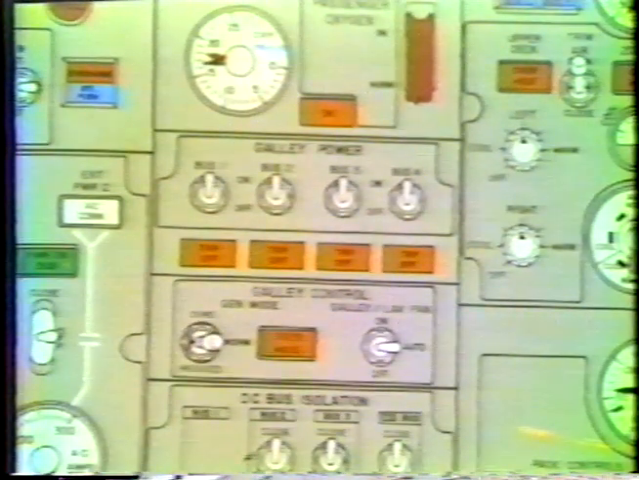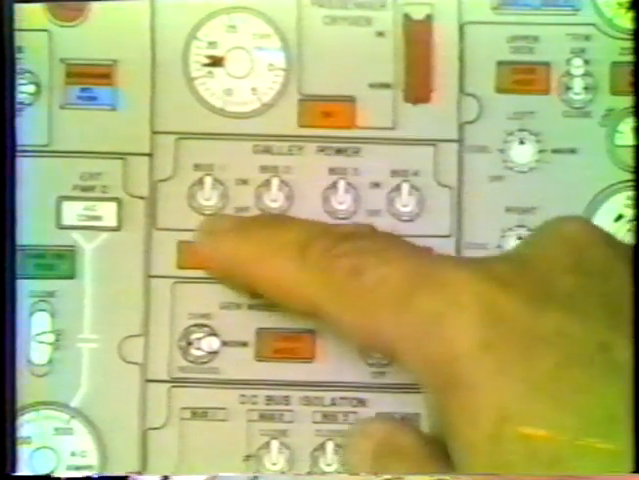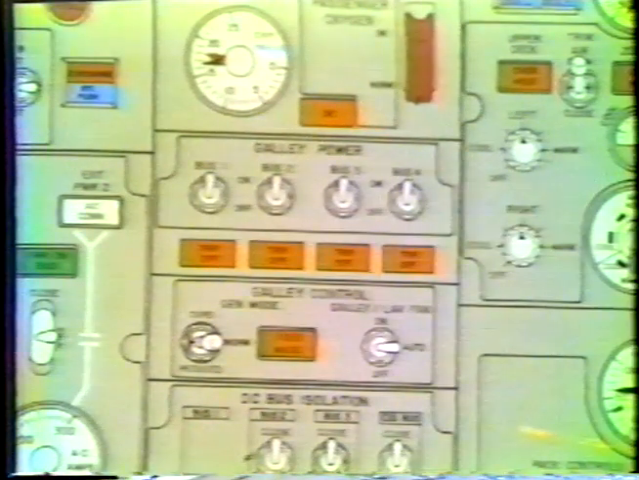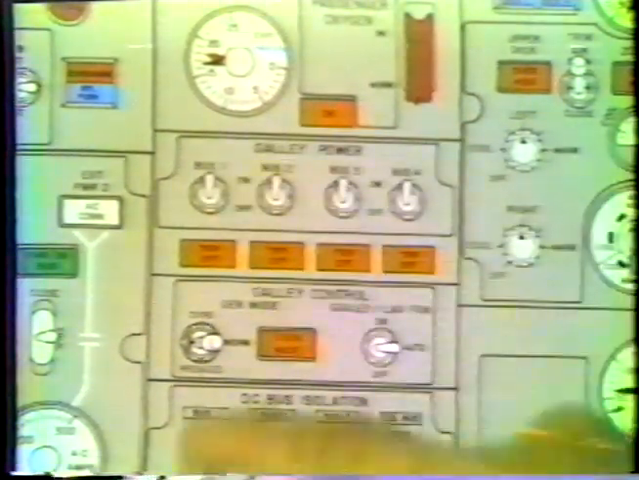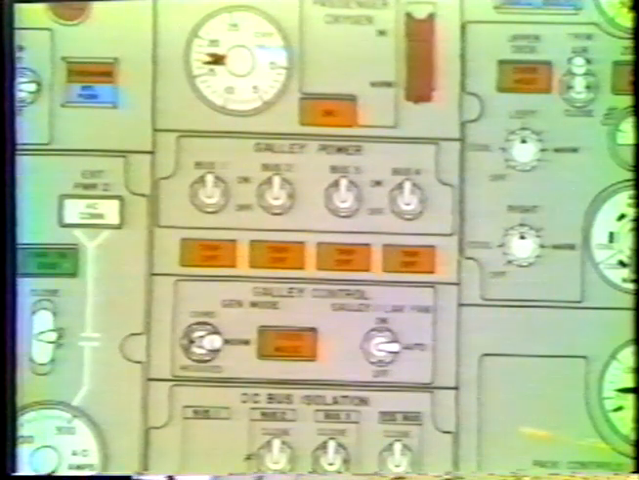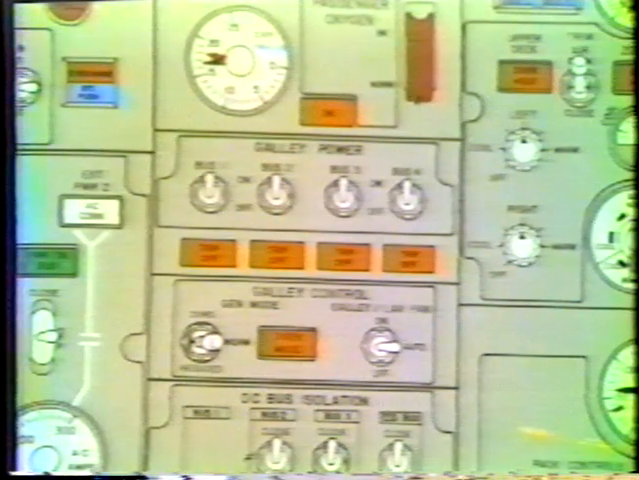Sometimes this can be reset by simply turning the galley switch off and then back to on. If cycling it off and back to on and the trip-off light remains on, then maintenance should investigate to find out what the problem is.